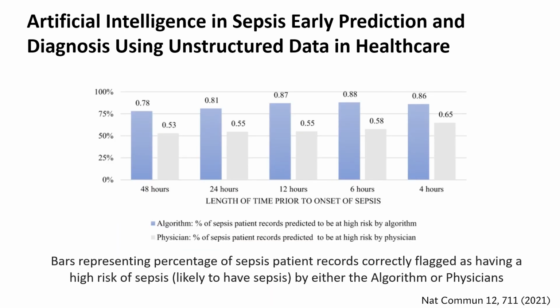Now we can see this comparison of sensitivity of algorithm versus physician in early prediction of sepsis. Now this table shows the timelines starting around 48 hours prior to the actual onset of symptoms and comparing a physician with the AI model. And we can clearly see that the AI-based model was outperforming the physicians in all these early prediction hours.